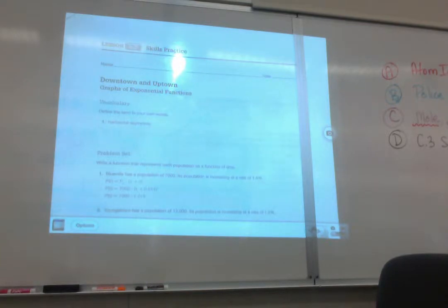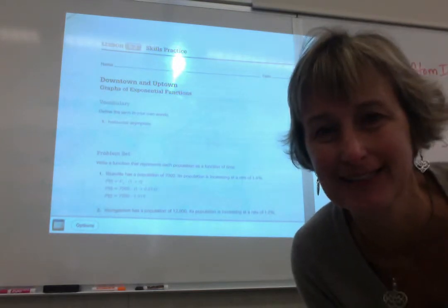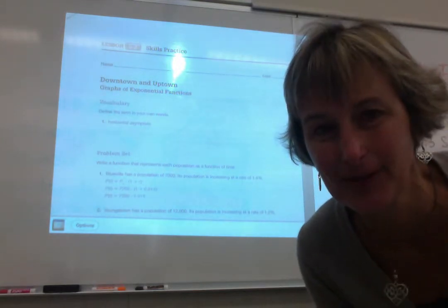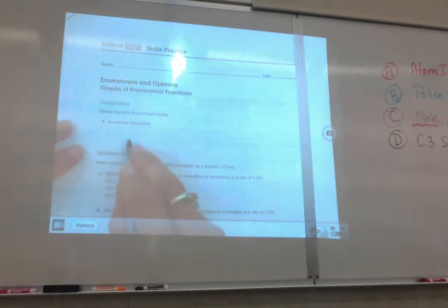Okay, good. So, guys, we're on the 5.2 skills practice packet. All right? And we're on 5.2 skills practice packet. It's a separate little packet from the homework. All right. Horizontal asymptote. Who remembers?